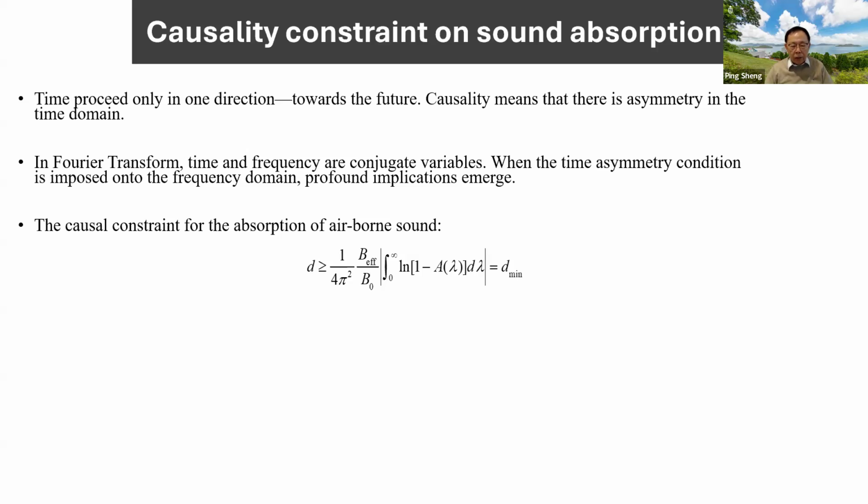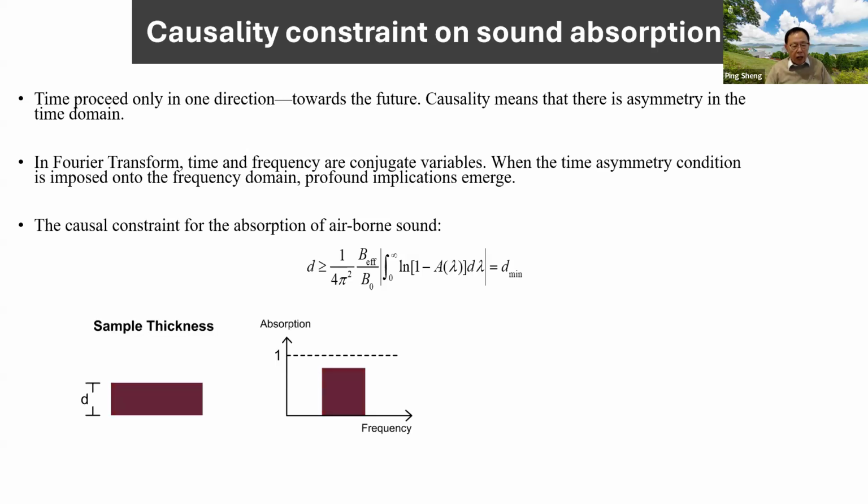And here A is the absorption spectrum, lambda is the wavelength, and we take the natural logarithm, integrate, and take the absolute value. And the resulting quantity is called the minimum thickness for the absorber. And for a uniform sample with sample thickness D, it must be larger than D min.